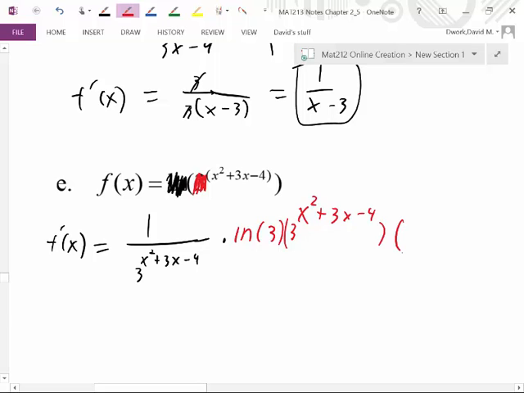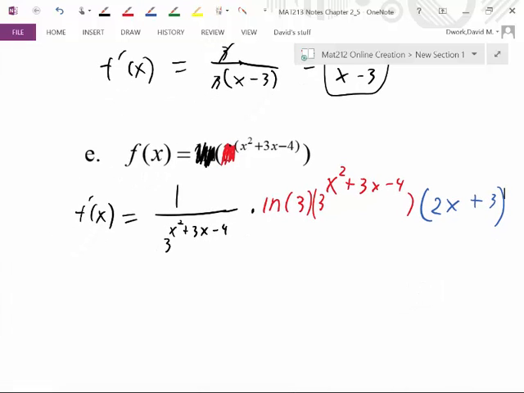So times. Now notice, here's where you really get to see the chain rule coming into play, because we now have 3 links to our chain. We've had a function inside a function inside a function. So here we go. The derivative of x squared is 2x. The derivative of 3x is 3. And the derivative of negative 4 is 0. And there we go. And if you wanted to, you could always simplify this stuff.